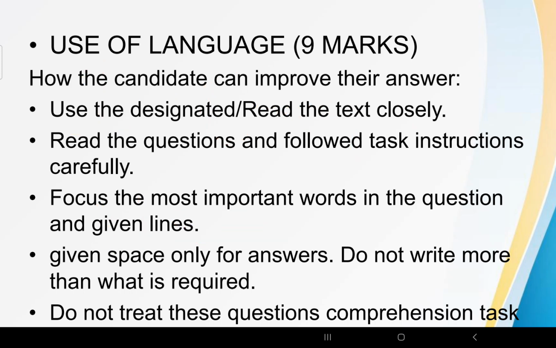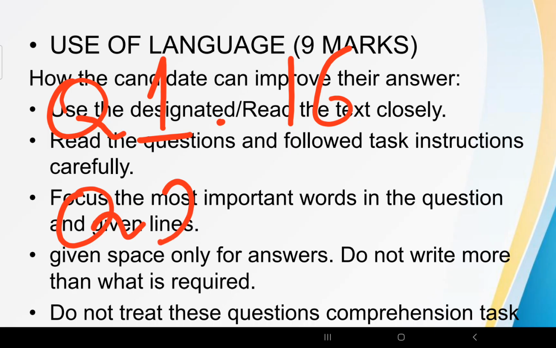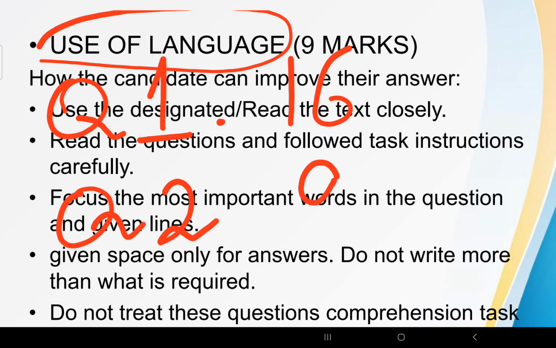We have completed the first part, that is the comprehension task. That first part is known as question number 1 of paper 1. That question number 1 is the comprehension task and it has 16 marks. Today we are going to talk about question number 2, that is the use of language task, and this question has 9 marks. So that makes it 16 plus 9, 25 marks.